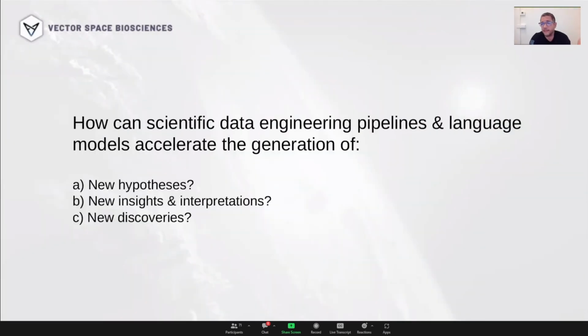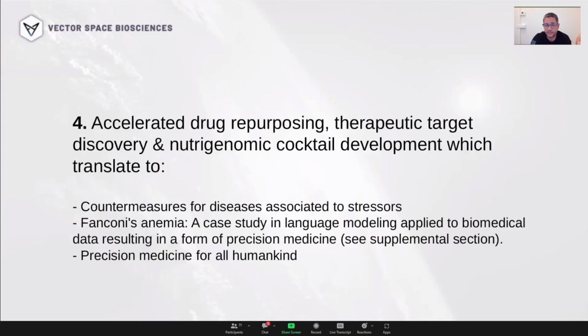So what are other ways that scientific data engineering pipelines can assist in generating new hypotheses, interpretations, or discoveries? Well, that would include accelerating the process of discovering a drug that can be repurposed, or a therapeutic target, or the development of a nutrigenomic cocktail, which can translate to countermeasures for disease-associated stressors. One case study we have relates to Fanconi's anemia, and this relates to a language model being applied to biomedical data, resulting in a form of precision medicine. And of course, our goal is to double countermeasures as precision medicine for the benefit of all humankind.